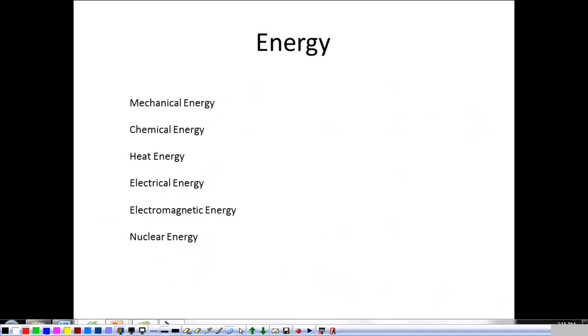Now, there are a bunch of different kinds of energy. Mechanical, chemical, heat, electrical, electromagnetic, and nuclear. I am not going to talk about a lot of those today. We will get into heat, electrical energy, and electromagnetic energy at some point, just not today. What we're going to be spending our time with is mechanical energy. Okay. Now, mechanical energy comes in two forms.